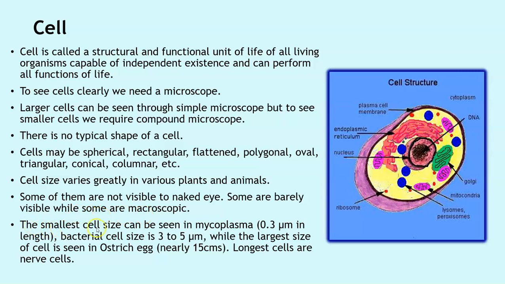The smallest cell size can be seen in mycoplasma, that is around 0.3 micrometer in length. Bacterial cell size is 3 to 5 micrometers, while the largest size of a cell is seen in the ostrich egg, nearly 15 centimeters. The longest cells are the nerve cells. Here is an image of a typical cell structure.